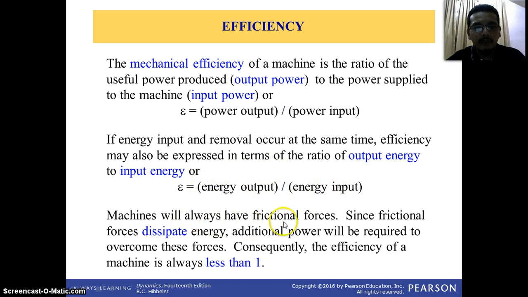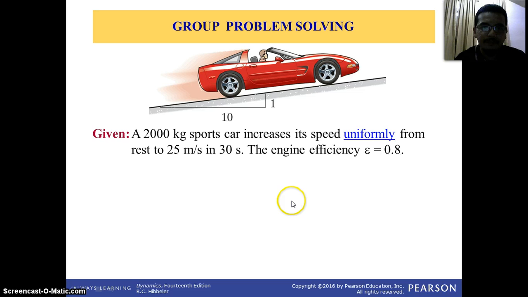A machine will always have frictional force. Since this frictional force dissipates energy, additional power will be required to overcome this force. Consequently, the efficiency of a machine is always less than 1.